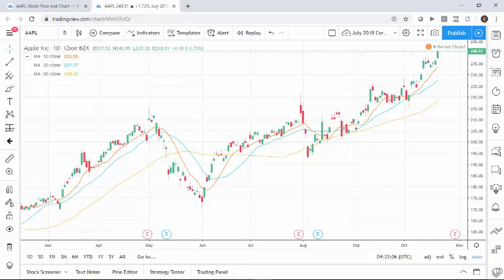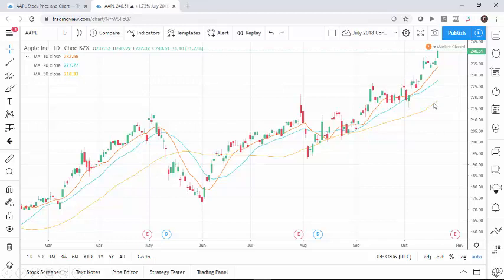I should have made the colors a little more distinct, but the line closest to the price is the 10-day moving average. You always expect that to stick pretty closely to the actual prices. The next one is going to be our 20-day and then the 50-day. 10-day is 2 weeks, 20-day is 1 month, and then a bit longer, more like a 10-week moving average.